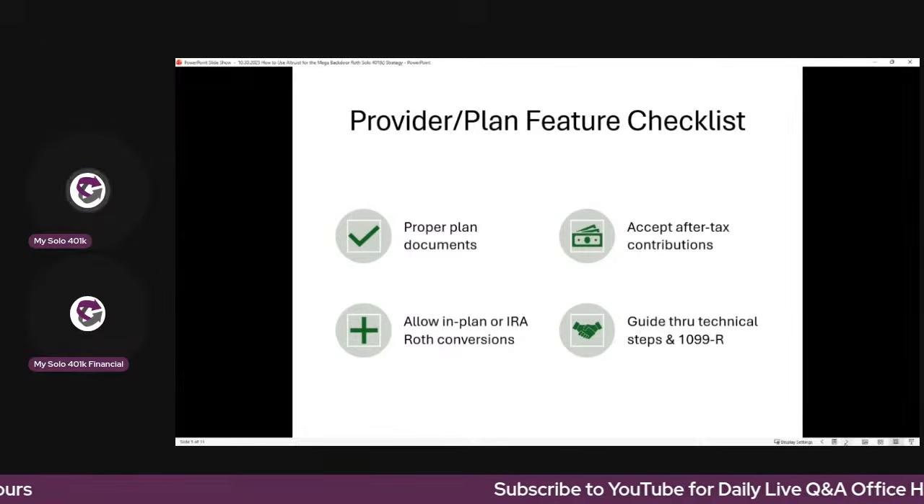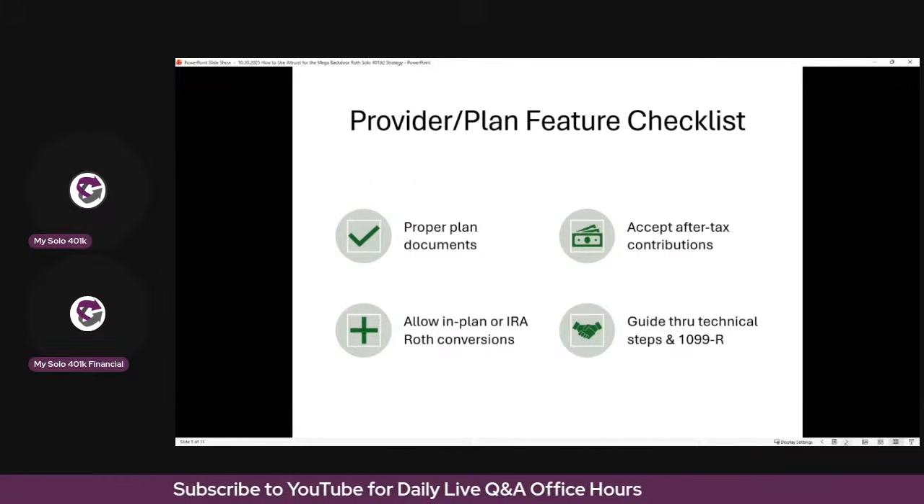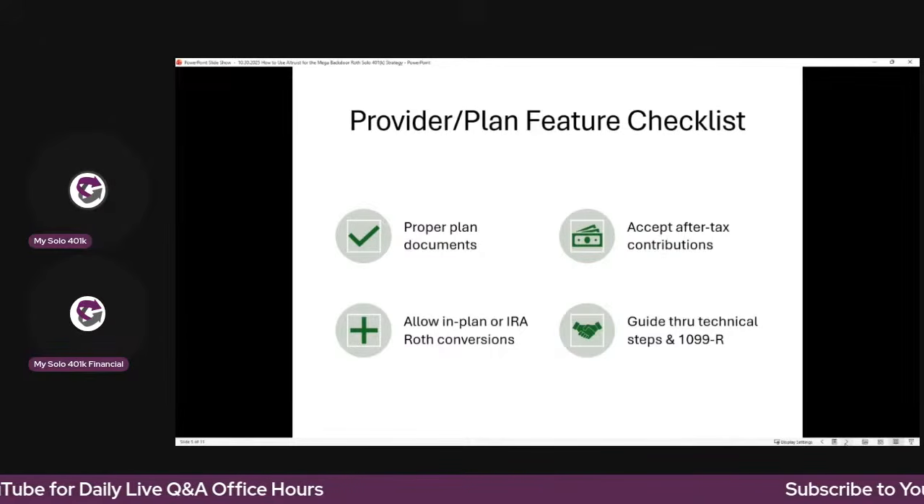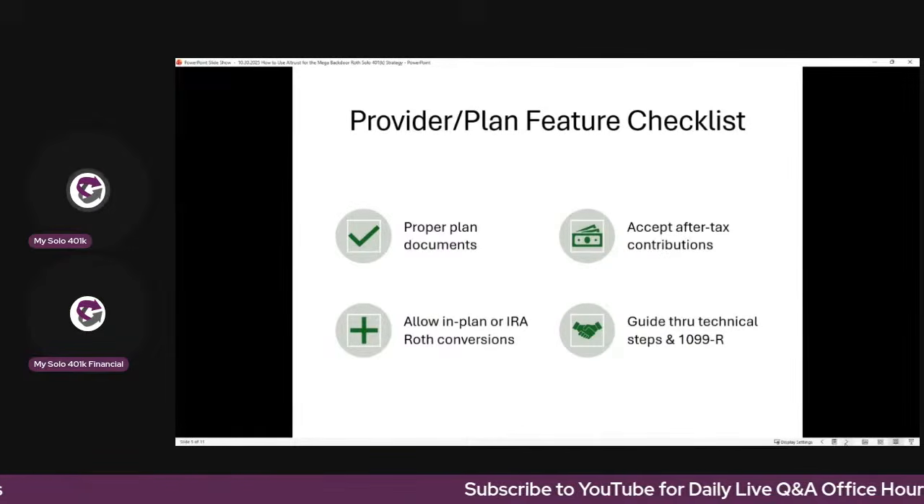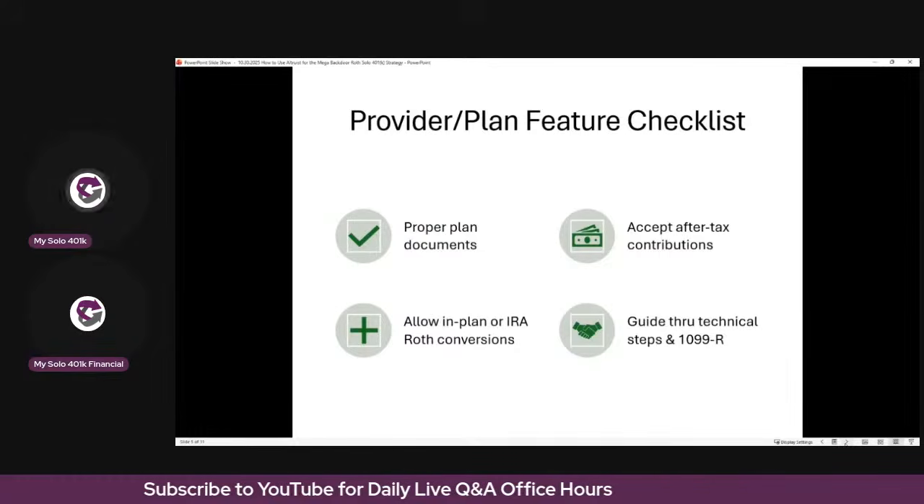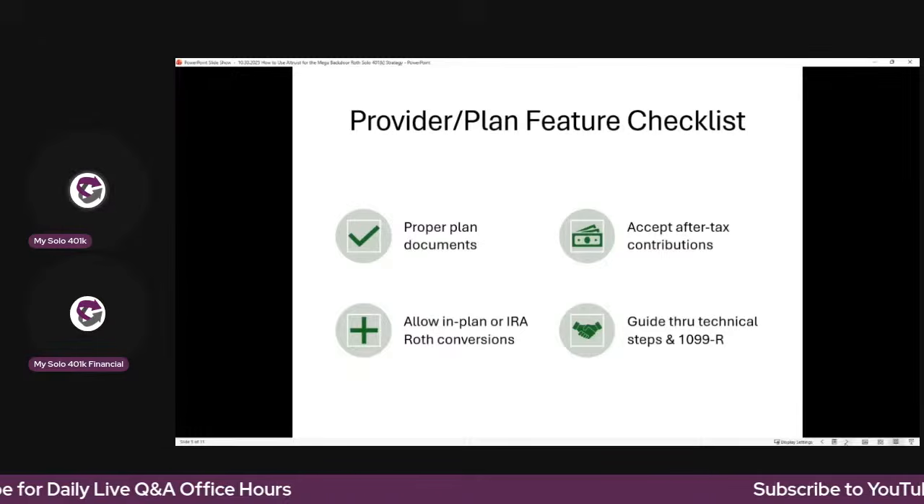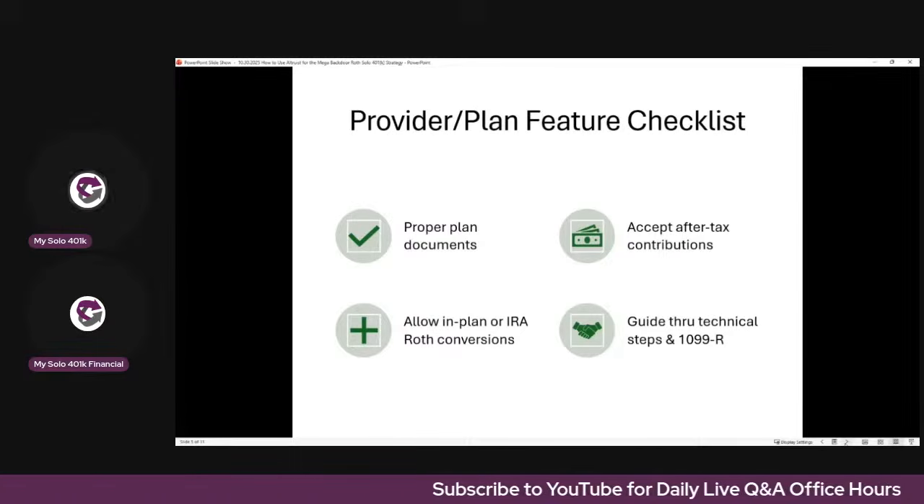Then building on that, working with a provider like my solo 401k Financial that has a deep experience in helping thousands and thousands of customers make these mega backdoor Roth contributions because it is a technical process. You've got to follow the required steps. It's a two-step process where you first deposit those funds into an after-tax account for the solo 401k and then move those funds either to a Roth solo 401k or Roth IRA.